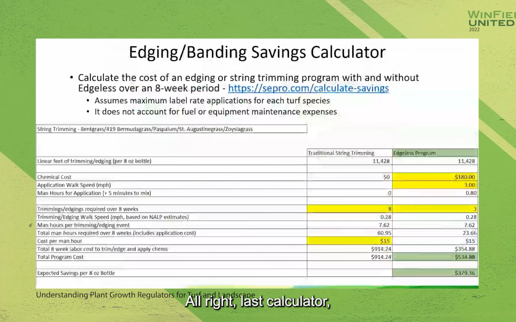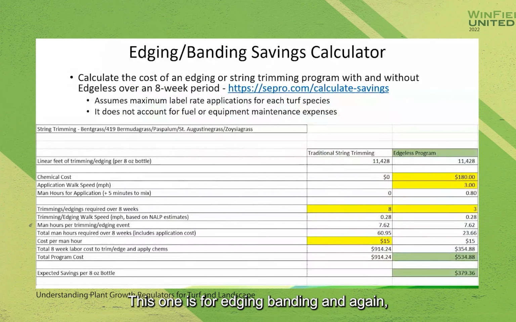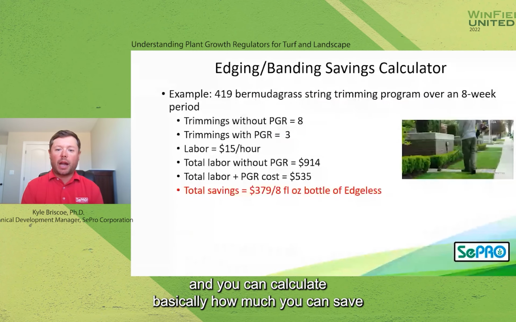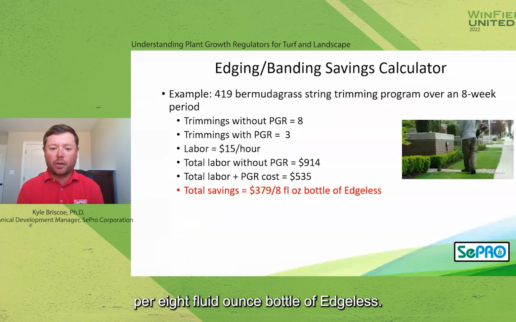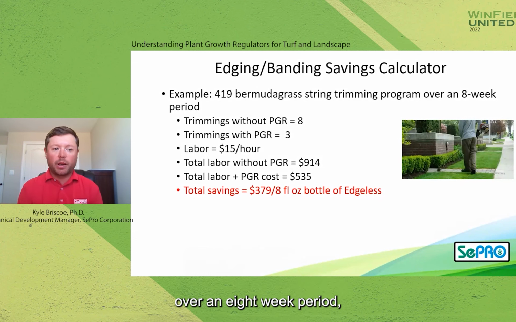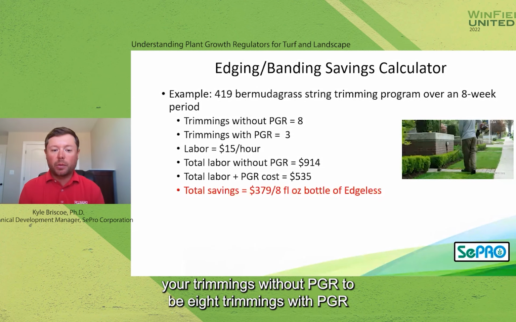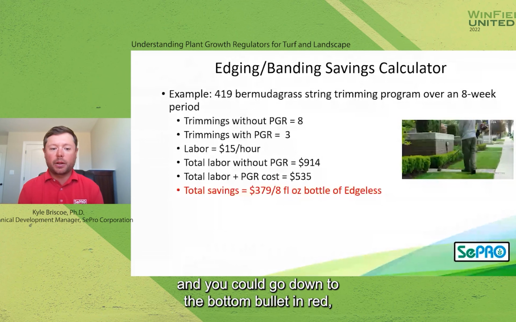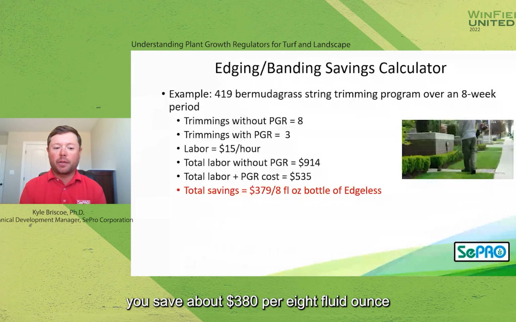All right, last calculator. We have one more. This one is for edging banding. And again, you put in your species and then your chemical cost, and you can calculate basically how much you can save per 8 fluid ounce bottle of Edgeless. So you take a 419 Bermuda grass string trimming program over an 8-week period. Your trimmings without PGR to be 8, trimmings with PGR made about 3. Your labor at $15 an hour, and you can go down to the bottom bullet. In red, you save about $380 per 8 fluid ounce bottle of Edgeless.